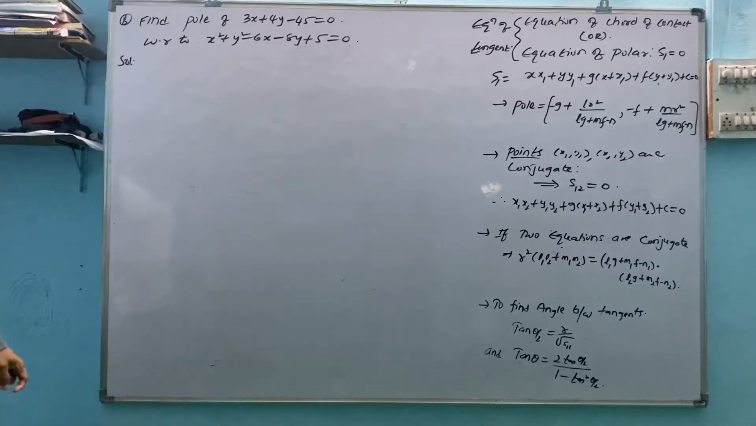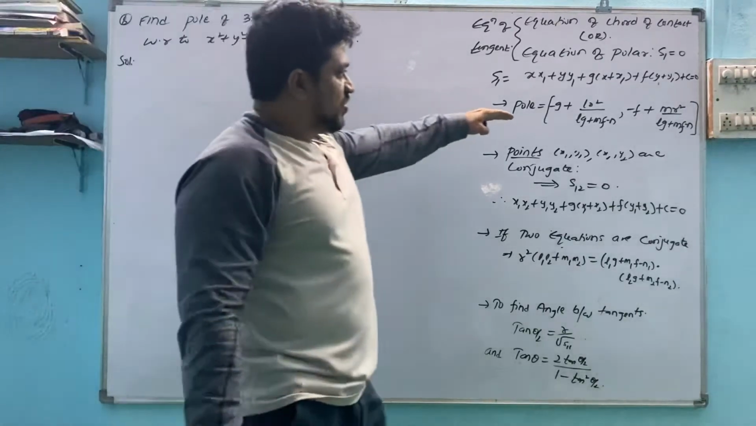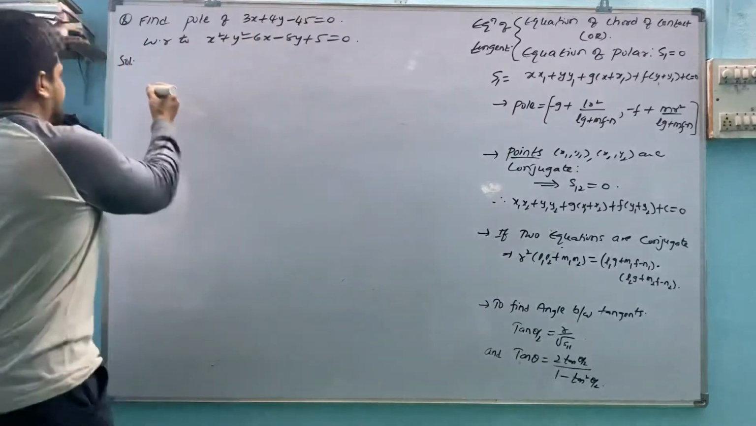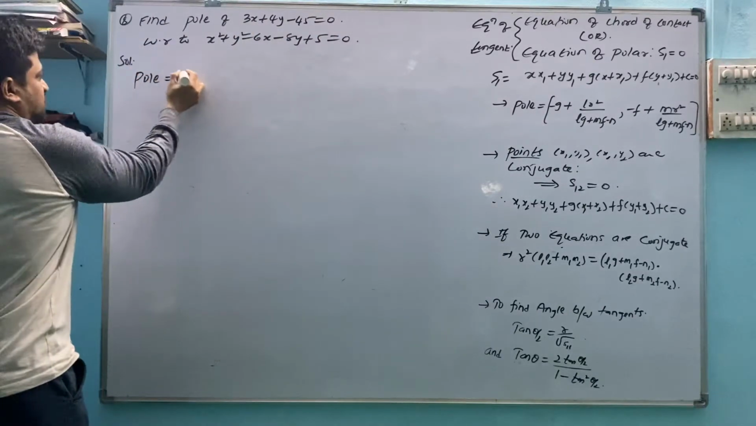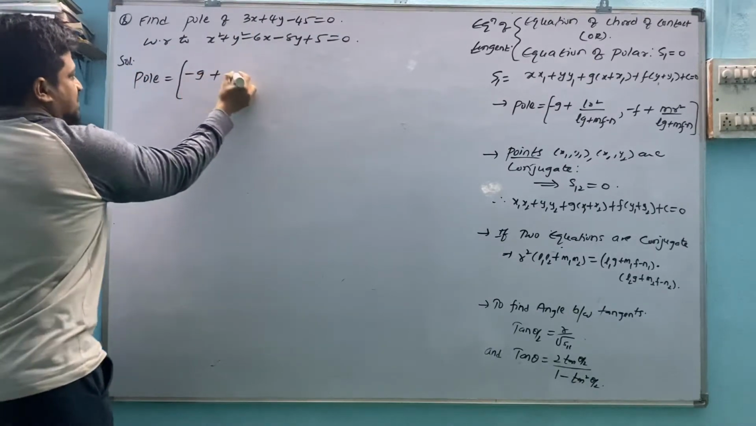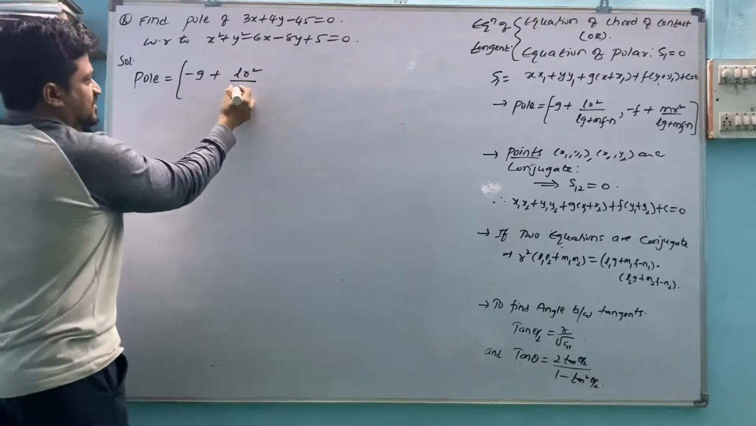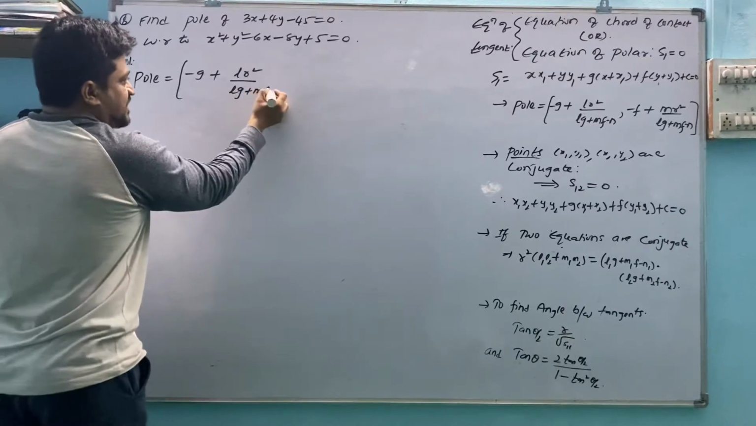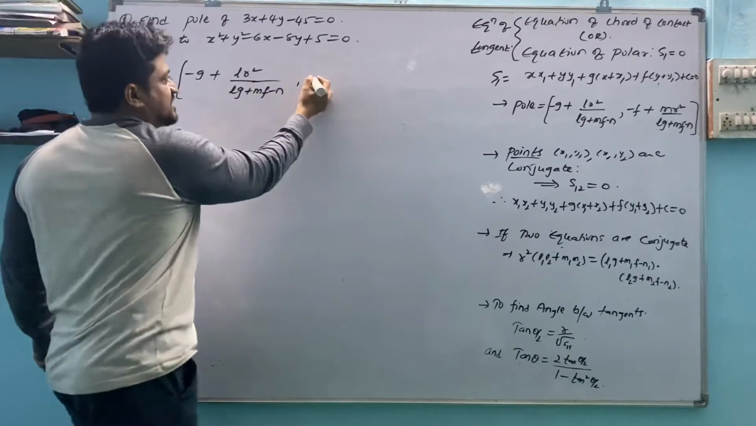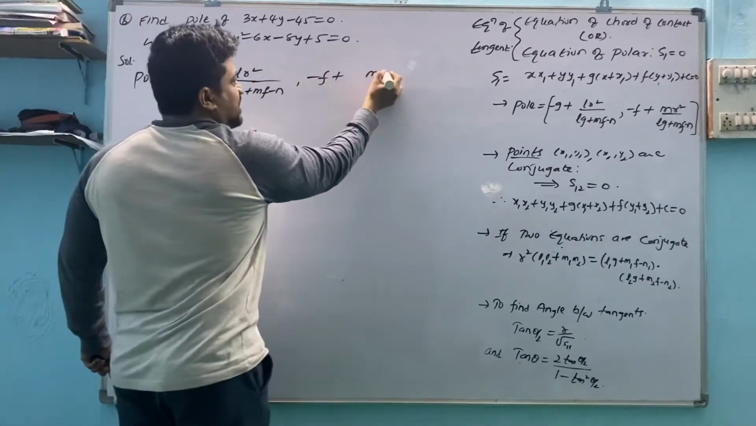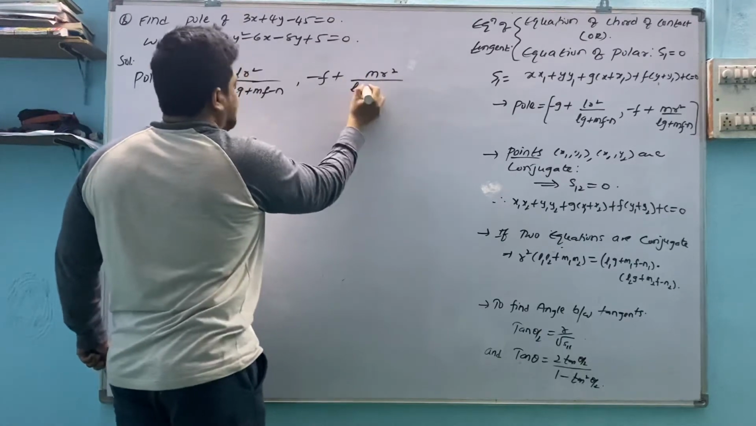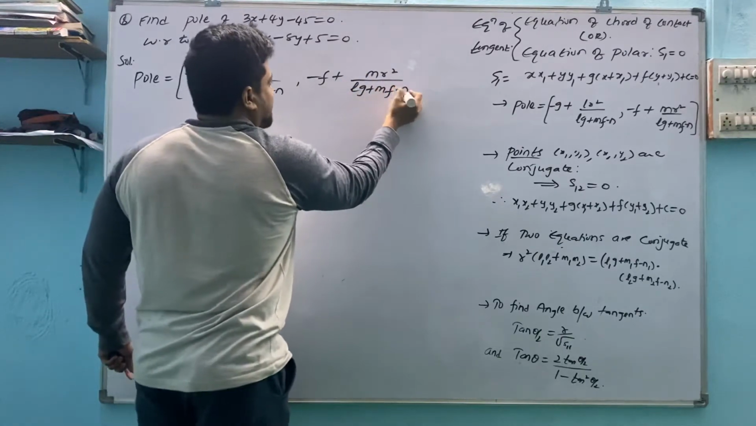Find pole. To find pole, what you have to do is we have to write the formula first. Pole formula, quite lengthy formula. You need to remember this. Pole equals to minus g plus LR square. By is only for LR square, don't take whole divided by. This is LG plus MF minus N, comma minus F plus MR square. Leave some place and write so that you can write divided by LG plus MF minus N.